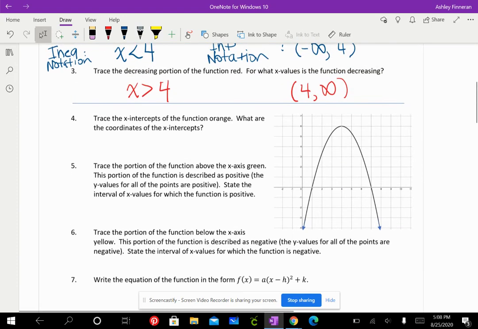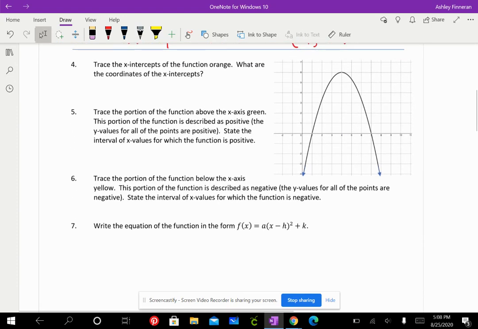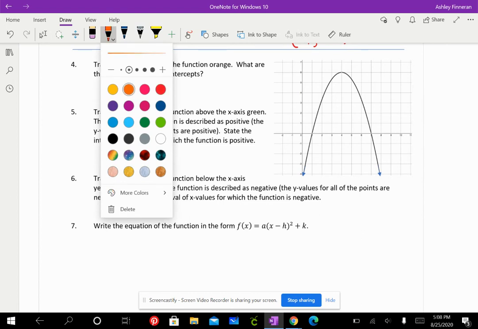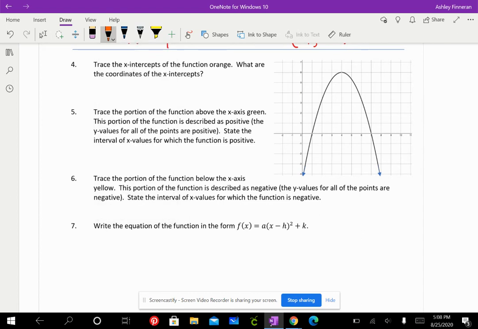Now, the next part says, trace the x-intercepts of the function orange. So we're going to switch to orange. So the x-intercepts are here and here. So my x-intercepts are (1, 0) and (7, 0).